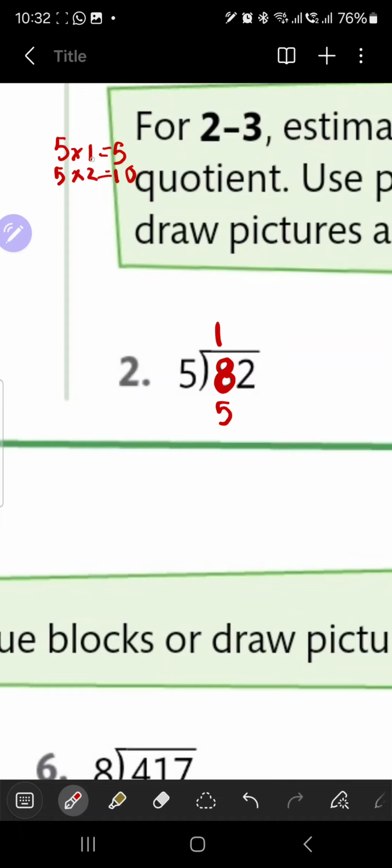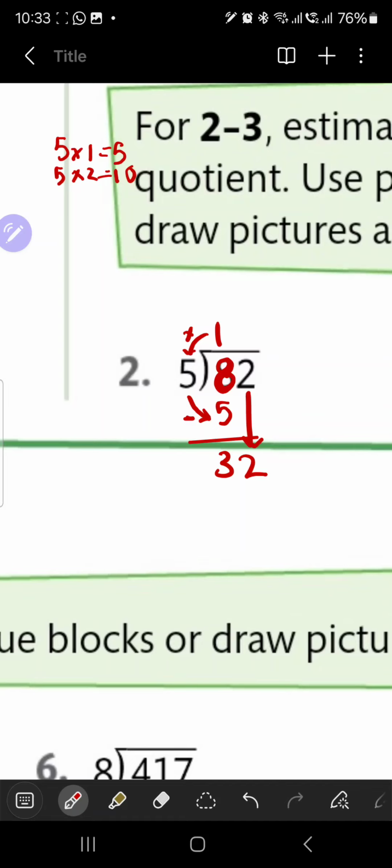So the number up is basically the number you multiply by, like this. 1 times 5 equal 5. So basically I'm finding the number closest to the number I'm dividing, not the number itself. Equal or less, but not more. Then 8 minus 5 equal 3, and then I bring the next number down.